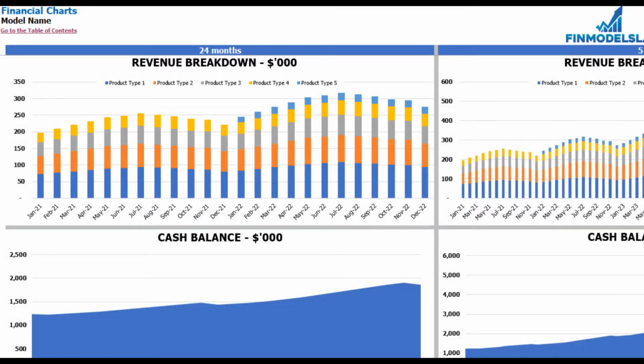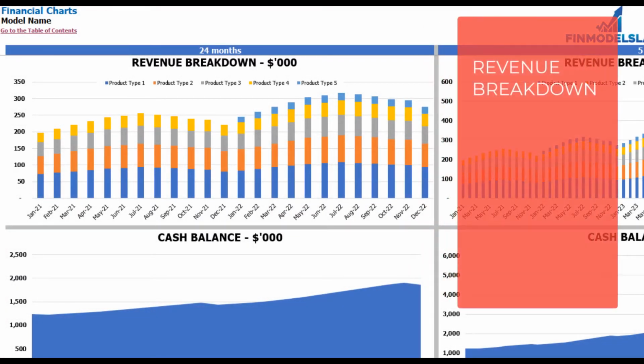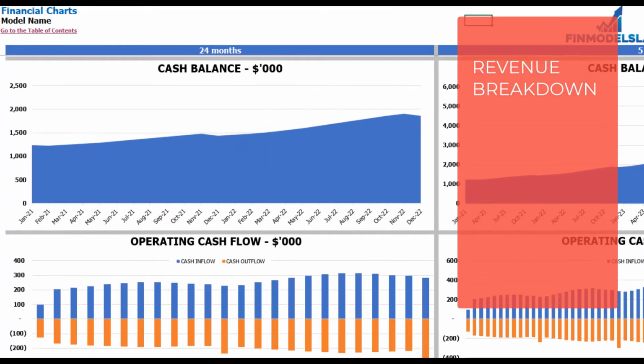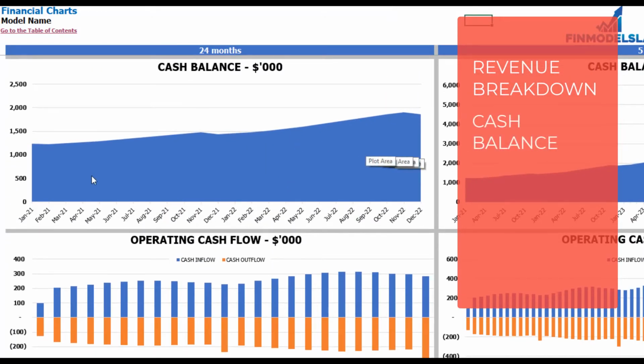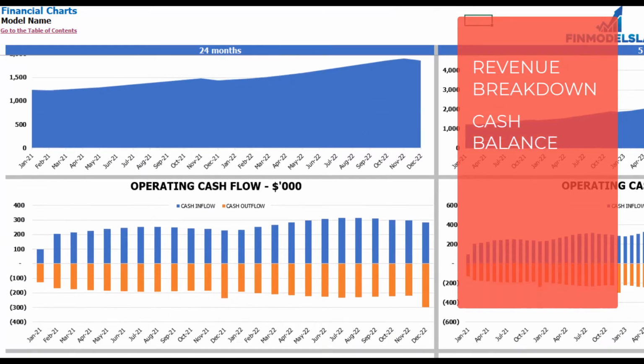On the Financial Charts tab you may see the main financial outputs in graphical form. On the left side you may see the chart for the 24 months, and on the right side you may see the chart for the 5 years or 60 months. The top couple of charts will show you the revenue breakdown by product types. The next couple of charts will show you the cash balance for the 2 years and for the 5 years.